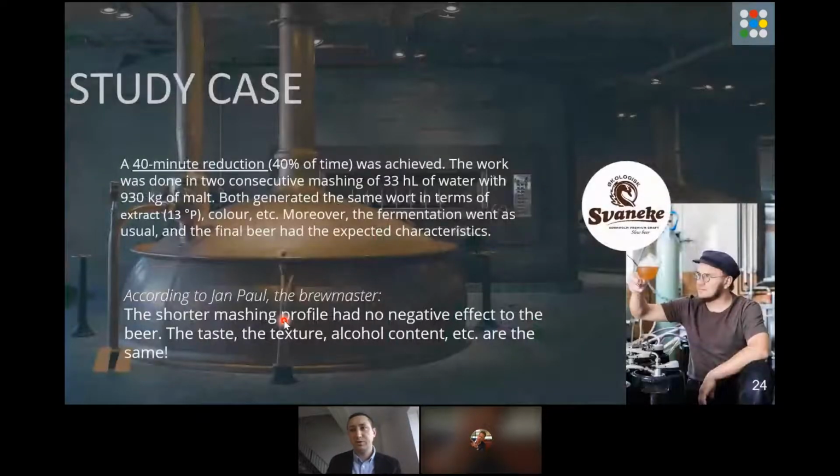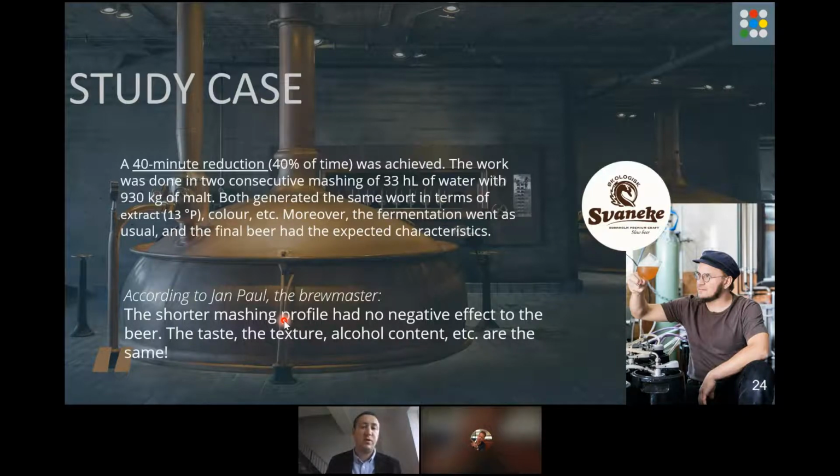We also took this knowledge and tested it with us at Sveneke Brewhus, which is in Bornholm, a small island on the east side of Copenhagen. What we did there was to actually suggest an even higher reduction.